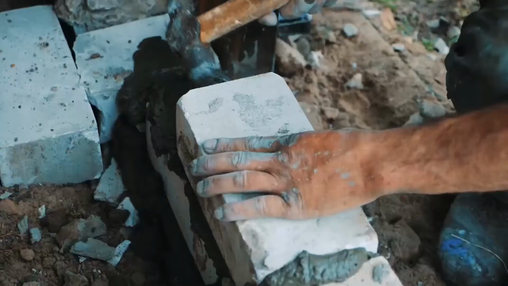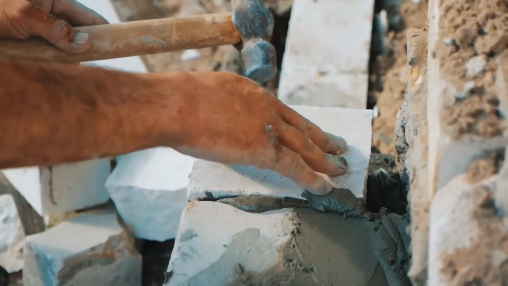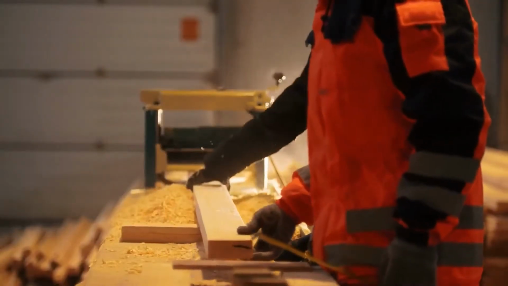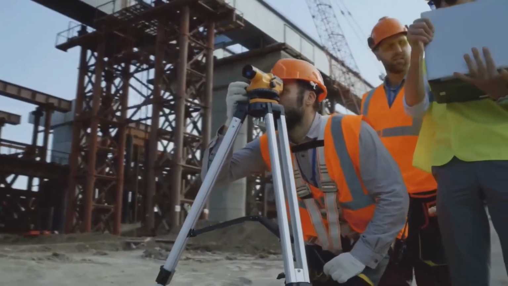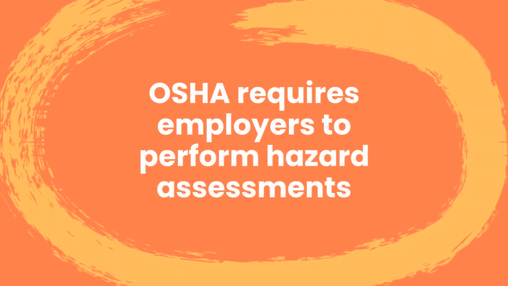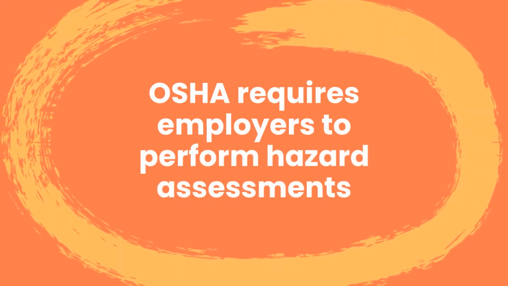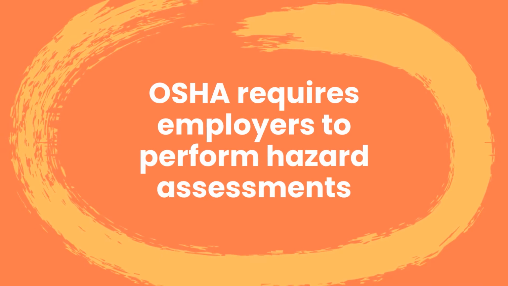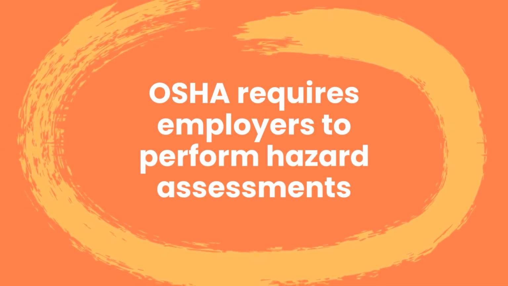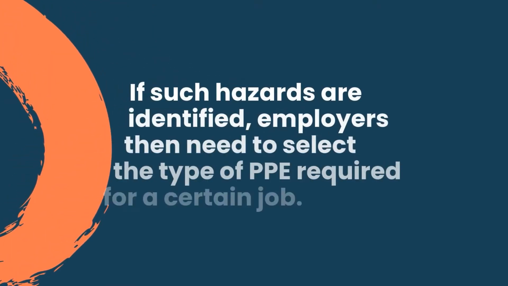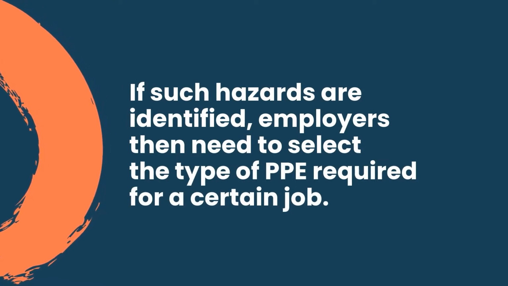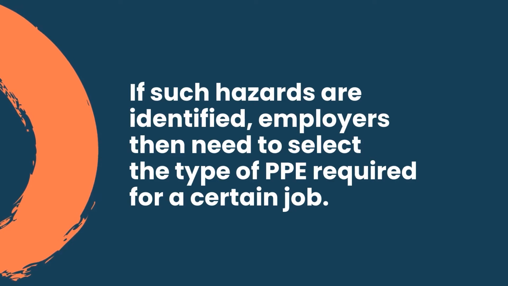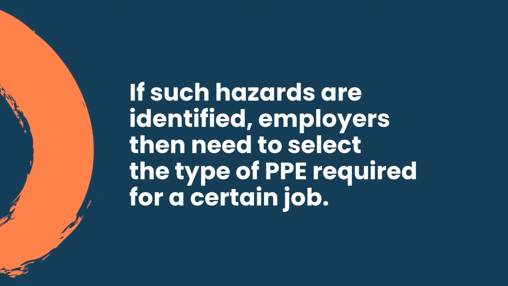Many fatal accidents happen because of the improper usage of PPE at work. According to the Occupational Safety and Health Administration, or OSHA, employers need to perform a hazard assessment of the jobs that their employees will do to see if hazards are present or likely to be present. If such hazards are identified, then the employer must select the type of PPEs that will protect them from the hazards identified in the assessment.